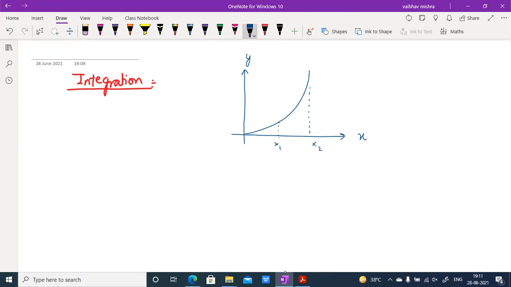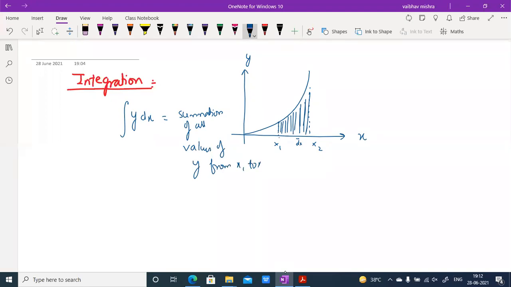From x1 to x2, we add all these values, all these lines for a very small interval. Integration simply means adding all the values. So it is this summation of all the values. और इन सारी values को हम graph में represent करते हैं by these straight lines. So if we add all these lines, it will become the total area. Summation of all values of y from x1 to x2. Correct?